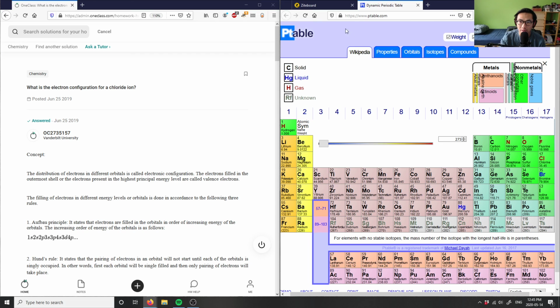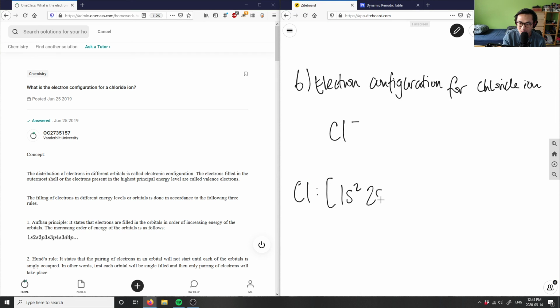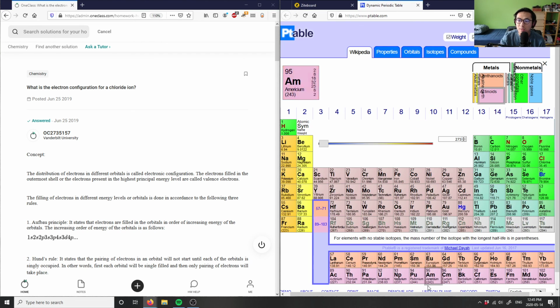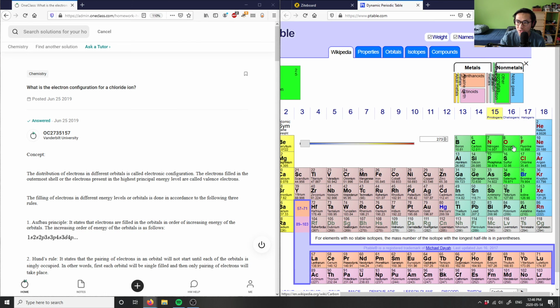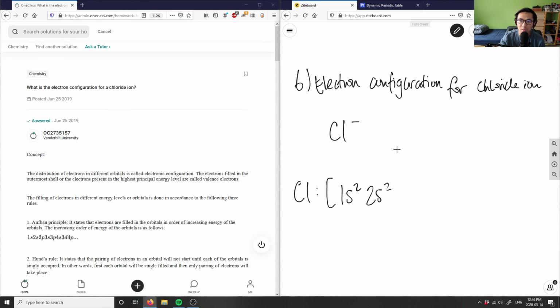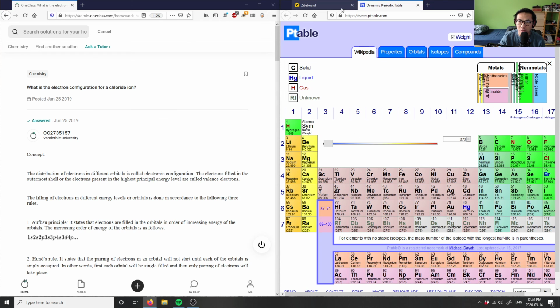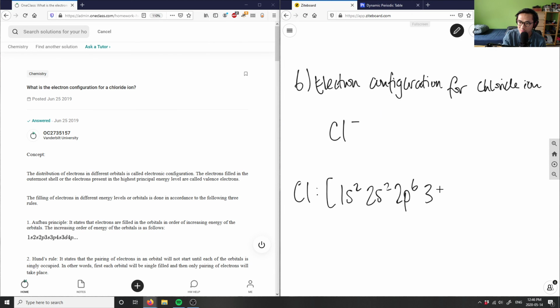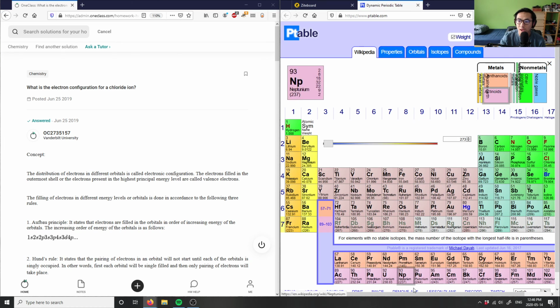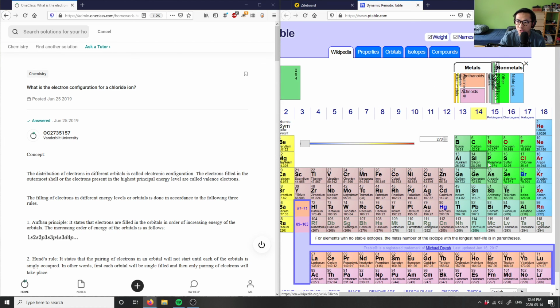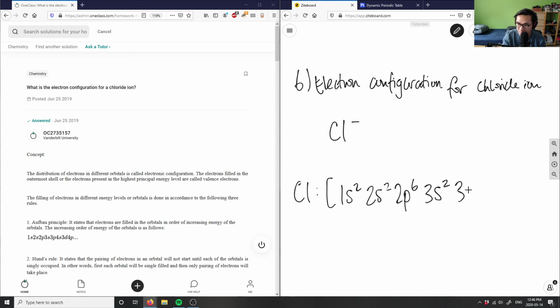2s2 would be the second line here, so I have 2s2 as well. 2p6 would cover all of these electrons, these 6 electrons. So this here is 2p6. I have 3s2, which is these 2 electrons here, so 3s2. And finally, I'm going to have 3p. I have 1, 2, 3, 4, 5 for chlorine, but remember, because it's an ion here, I'm going to add 1 more electron, so it's going to be 6, right? So this here would be 3p6.